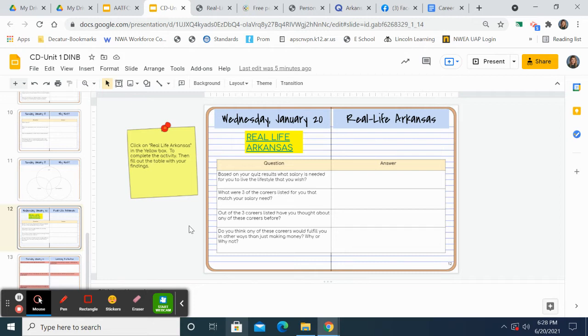And my students always are like, oh my gosh, I have to make this much money. I have to go to school for this long. So it's like a really big aha moment.